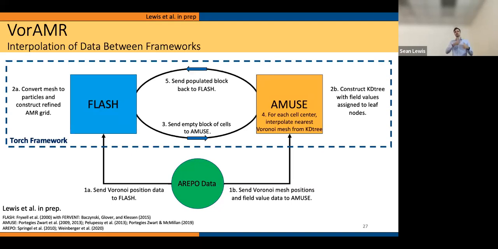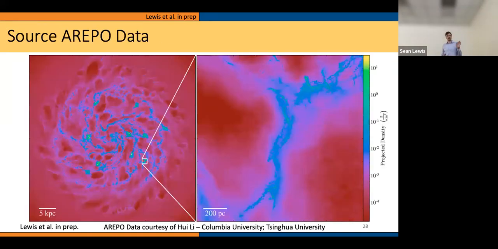So we'll cycle through this, populating the Flash grid, and then eventually Flash will output this populated grid to use as our Torch initial conditions. And so I know this is a lot of words, and hopefully the diagram helped a little bit, but I also have a visualization that will help make this make more sense.